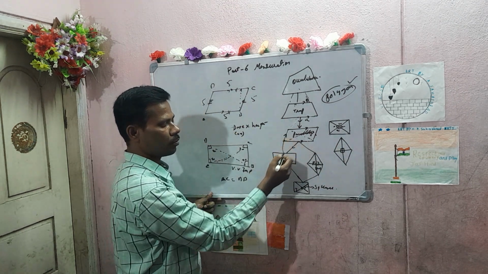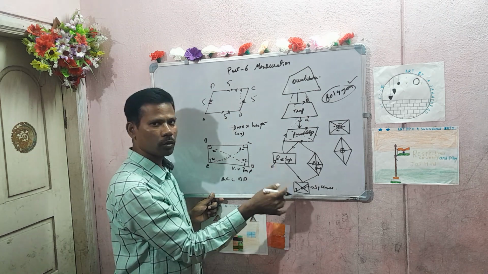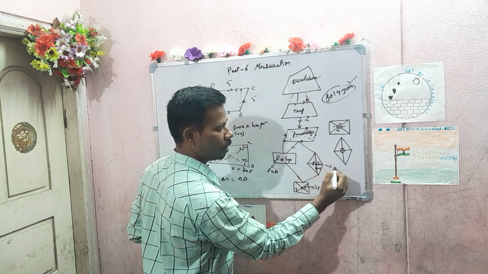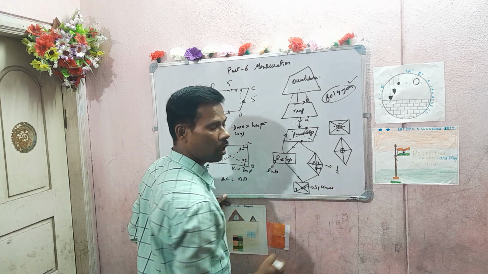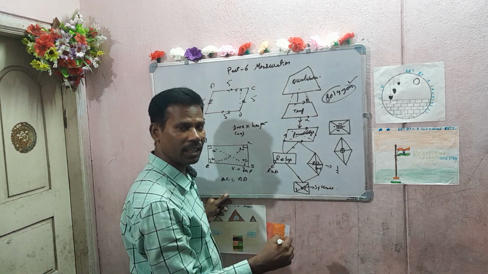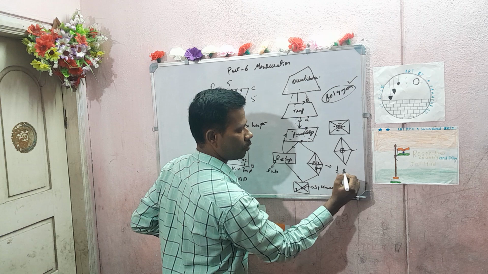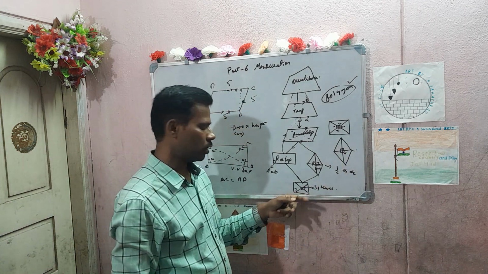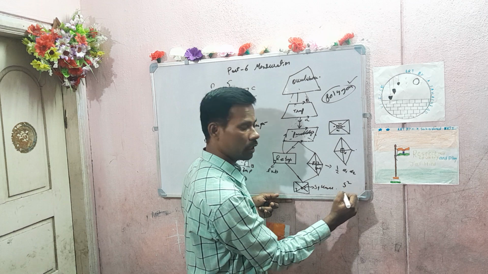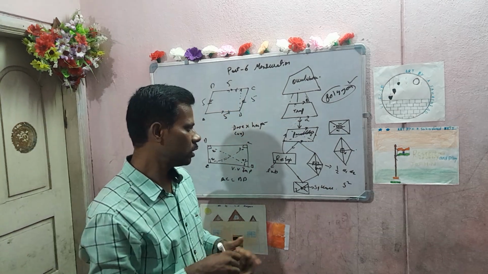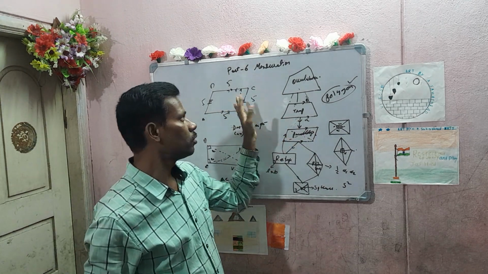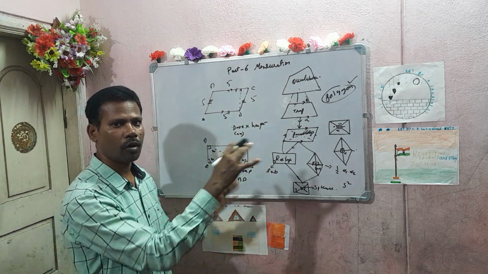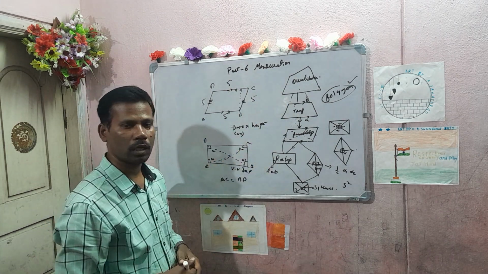And area of parallelogram already discussed. Area of rectangle, from lower classes onwards we are learning, is length into breadth. Area of rhombus is half the product of its diagonals. Diagonals means D1, D2. Area of square you know already, side square. So this is the introduction of mensuration, all formulae, all basics I have explained.